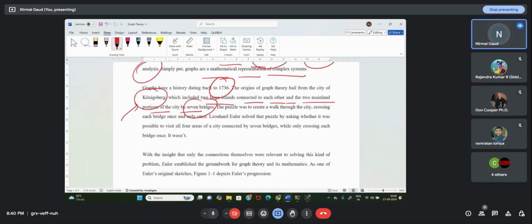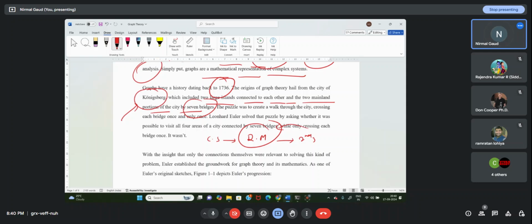It has been taught to computer science students in a subject called discrete maths. I also studied this in my engineering days when I was in second year, I guess. There was a subject, discrete mathematics, and there was a chapter of graph theory. And this famous problem was present there.